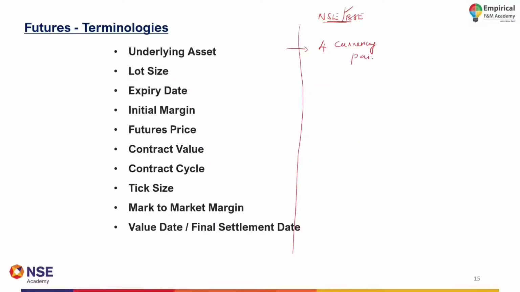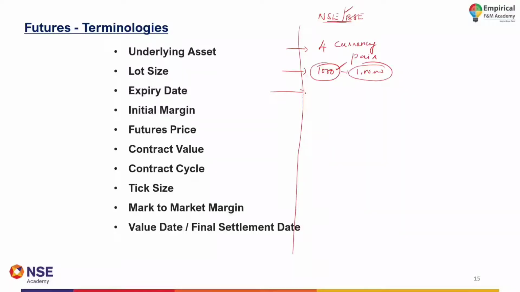Okay, so the first one: what is the lot size? They need to decide. For all three currencies, USD INR, Euro INR and GBP INR, 1000 is the lot size, which means 1000 USD. Only for JPY INR, the lot size is 1 lakh.